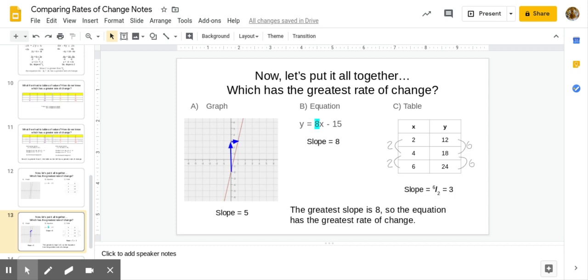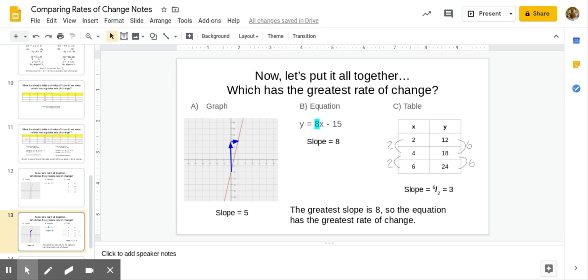All right, from the graph, we would need to count rise over run. I've used the y-intercept and then another point that's on a nice corner. It looks like we would rise 5 and run 1. So the slope would be 5 over 1, which is just 5. Looking at the equation, it is in y equals mx plus b form. So the y-intercept is the negative 15. The slope will be the number that is with the x, which is 8. So it has a slope of 8.